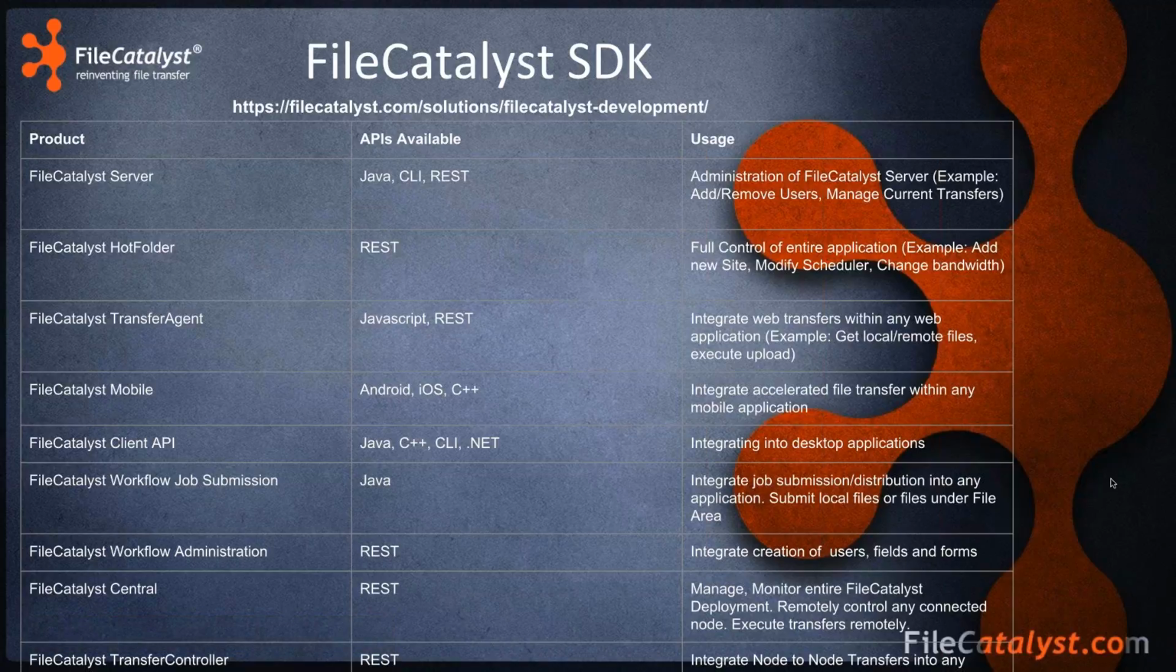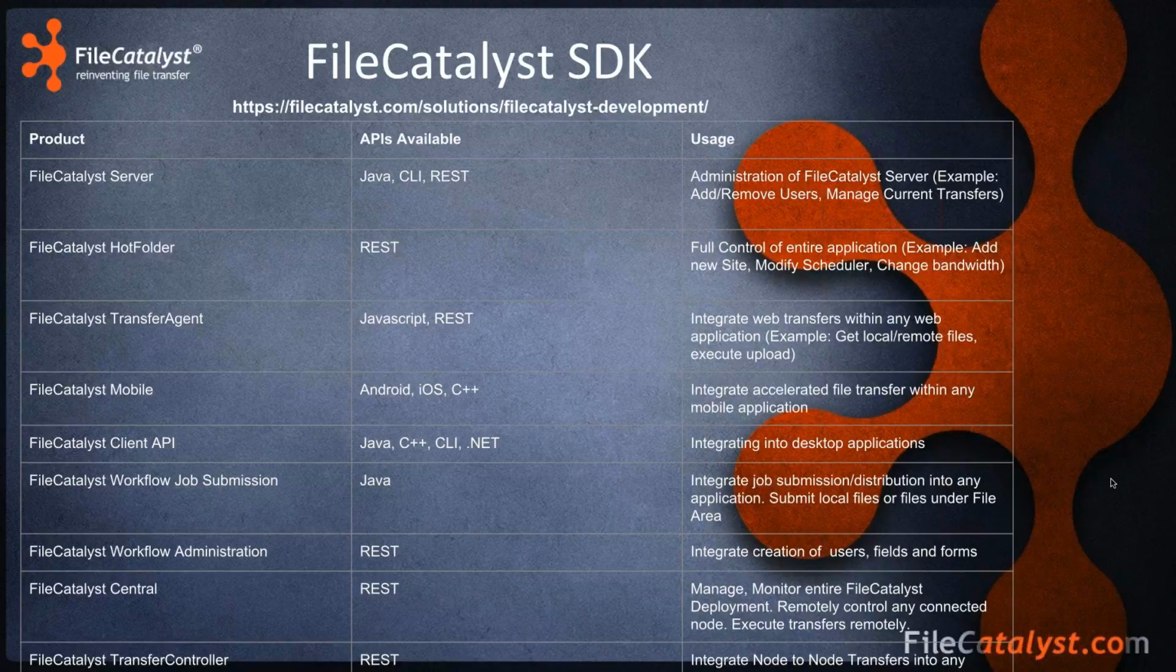The third product, which somehow ended up at the bottom of the slide, is our Transfer Controller. The FileCatalyst Transfer Controller is an application we developed that sits on top of FileCatalyst Central, and the idea is to facilitate node-to-node transfers. If you're looking to send files from one location to another, as opposed to performing an upload, waiting for the upload to complete, and then doing a download, the Transfer Controller allows you to move files between these two locations as one step.